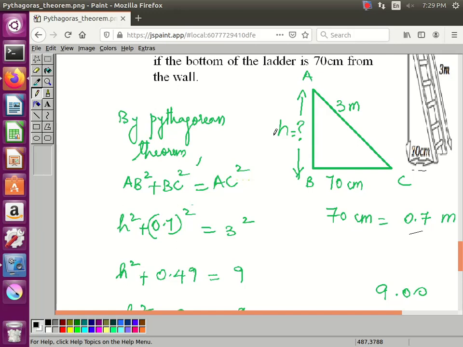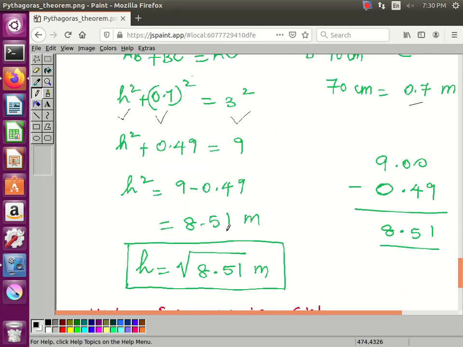Okay, so now I'll just find the H square. So I move the 0.49 to the other side. So 9 minus 0.49. Okay, so I'll do the subtraction here. See, I have done the subtraction over here, and I am getting 8.51. Okay, so I get 8.51 square meter for H square, but I want the H. Okay, so H is equal to square root of 8.51 meters. Please do all the problems in your classwork.